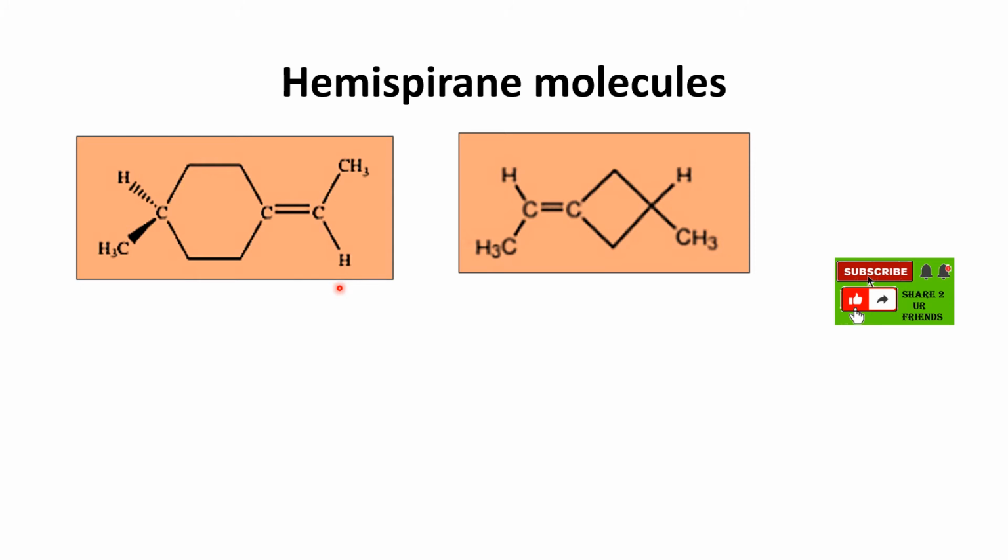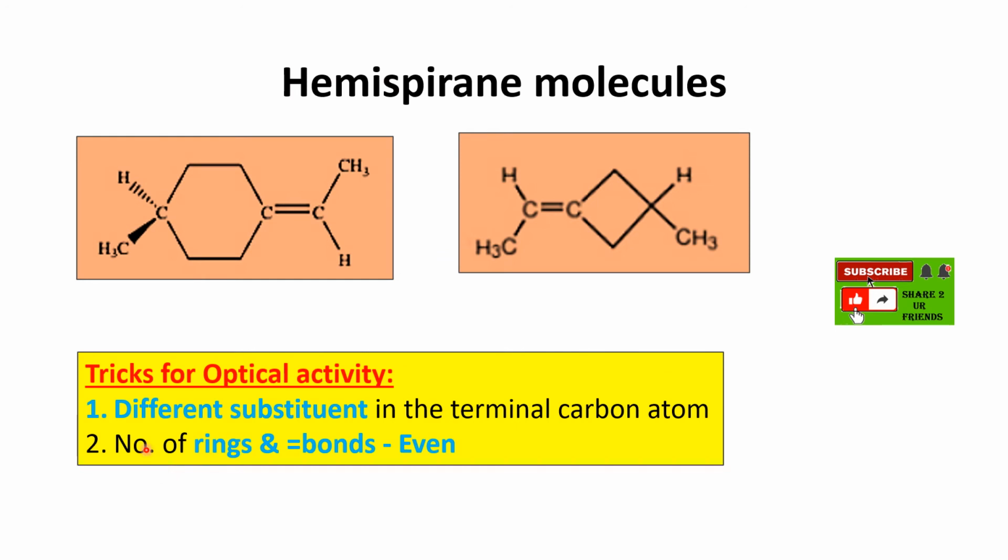What is the main criterion to achieve optical activity? In the same way, the ring as well as the double bond count should be even. Here also the ring and the double bond should be even. So only two are there, one ring, one double bond, so overall two. Here also one ring and one double bond, two, and the substituents are different on the carbon atom. So these two are optically active. That is the main two tricks: different substituents on the terminal carbon atom, and the number of rings and double bonds should be even.